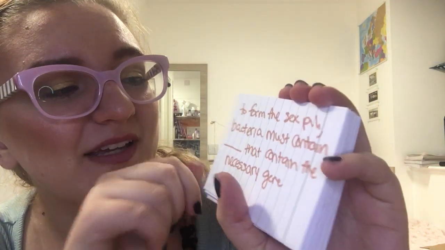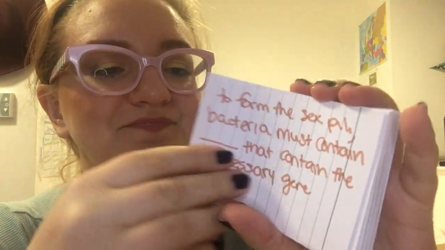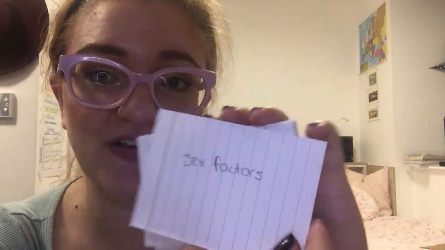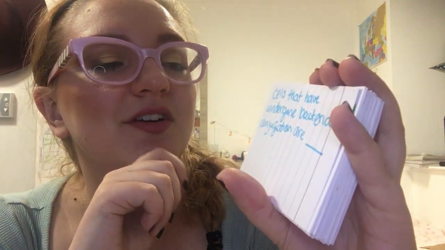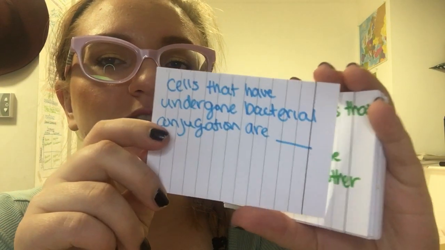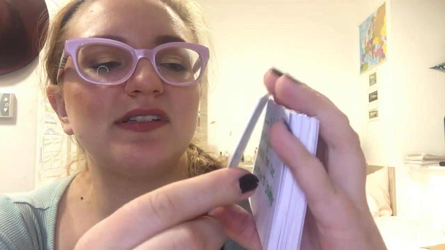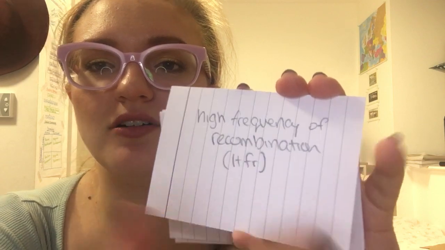To form the sex pili, bacteria must contain blank that contain the necessary gene. Let's contain the sex factors. Cells that have undergone bacterial conjugation are, this might be a term you've heard before, called high frequency of recombination, or capital HFR, like that.